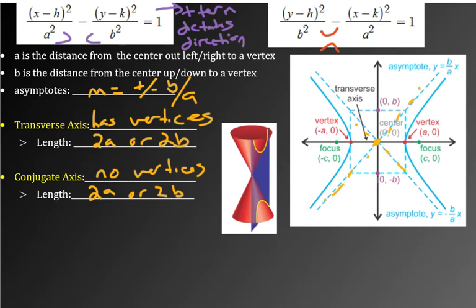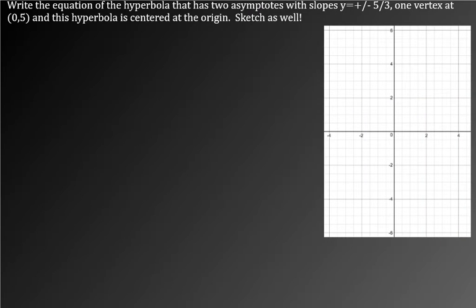So let me show you how we would go ahead and graph one of these hyperbolas. So I'm going to do this question where I want you to write down the equation of the hyperbola. It has two asymptotes with slope plus or minus 5/3, one vertex at (0, 5), and the hyperbola is centered at the origin, okay?